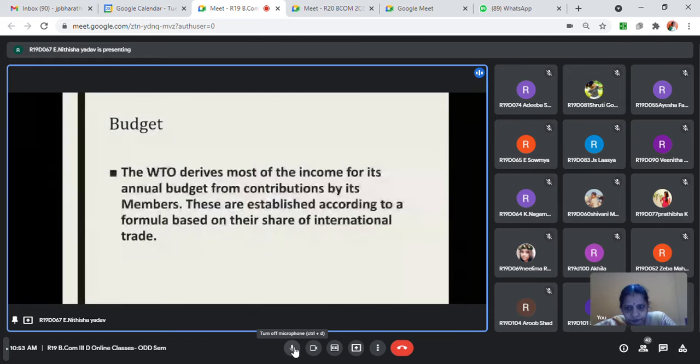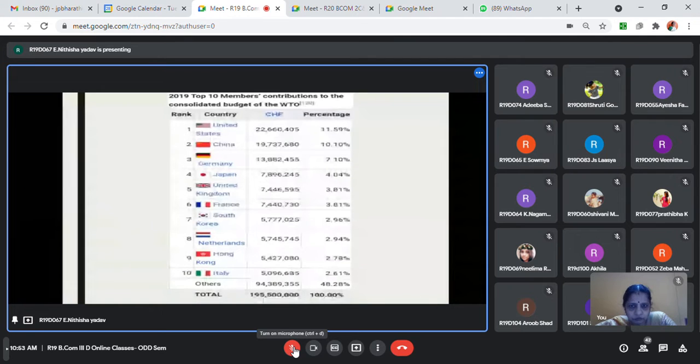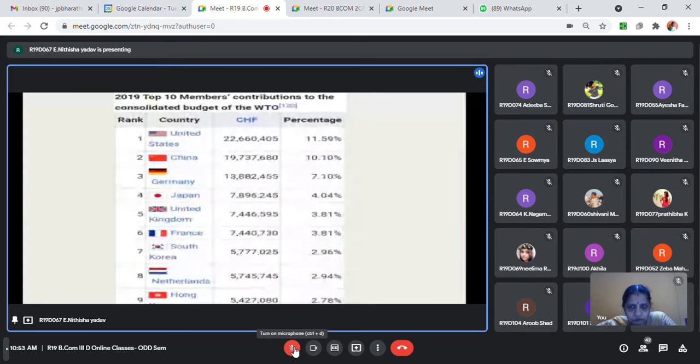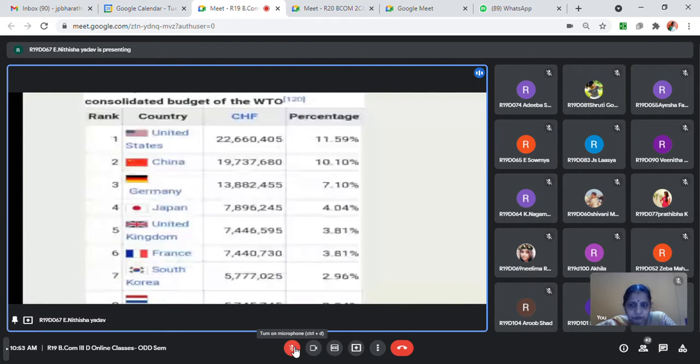Budget. The WTO derives most of the income for its annual budget from contributions by its members. These are established according to a formula based on their share of international trade. So this is a picture of the states that have contributed. In 2019, the top 10 members contributed to the budget of the WTO. Top contributing states include China, Japan, Sudan. This CHF is nothing but the currency of Switzerland.